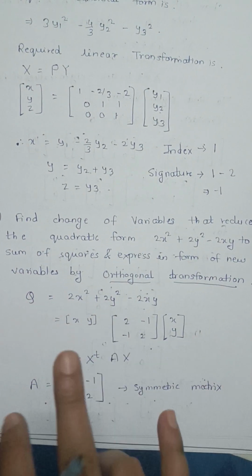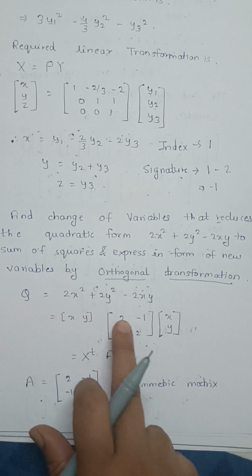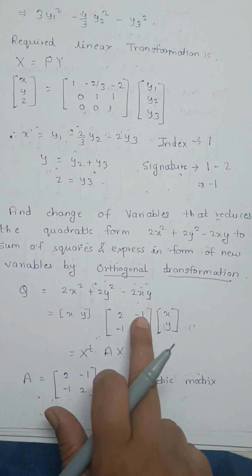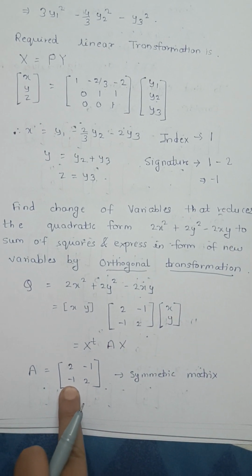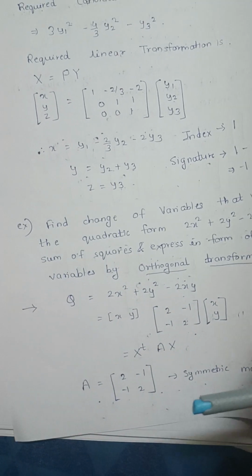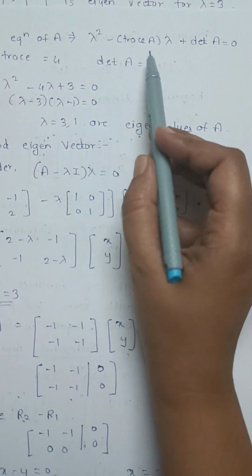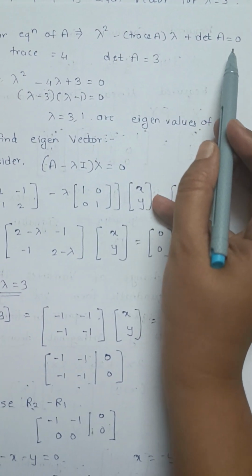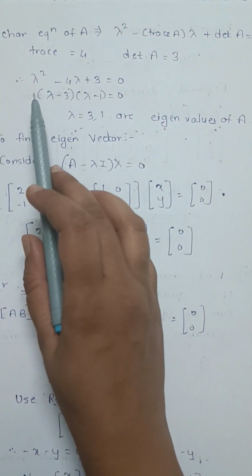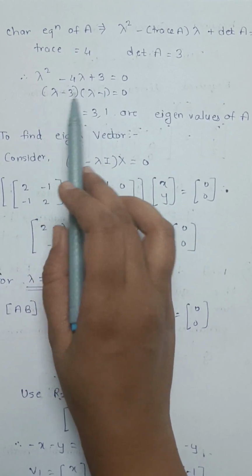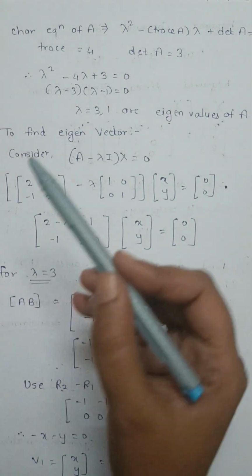In this case, first write the quadratic form into matrix form: coefficient of x square, coefficient of y square, half into coefficient of xy, half into coefficient of xy. This is your symmetric matrix. Now write down the characteristic equation. What is the characteristic equation? Lambda square minus trace of A into lambda plus determinant equal to 0. Trace is the addition of diagonal elements. Find the determinant. Using this characteristic equation, find the roots. The roots, or the values of lambda, are the eigenvalues of the matrix.